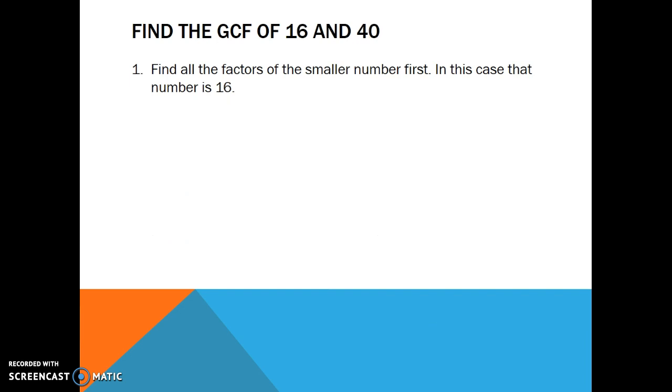Okay, we're going to do another example. Now we want to find the greatest common factor of 16 and 40.